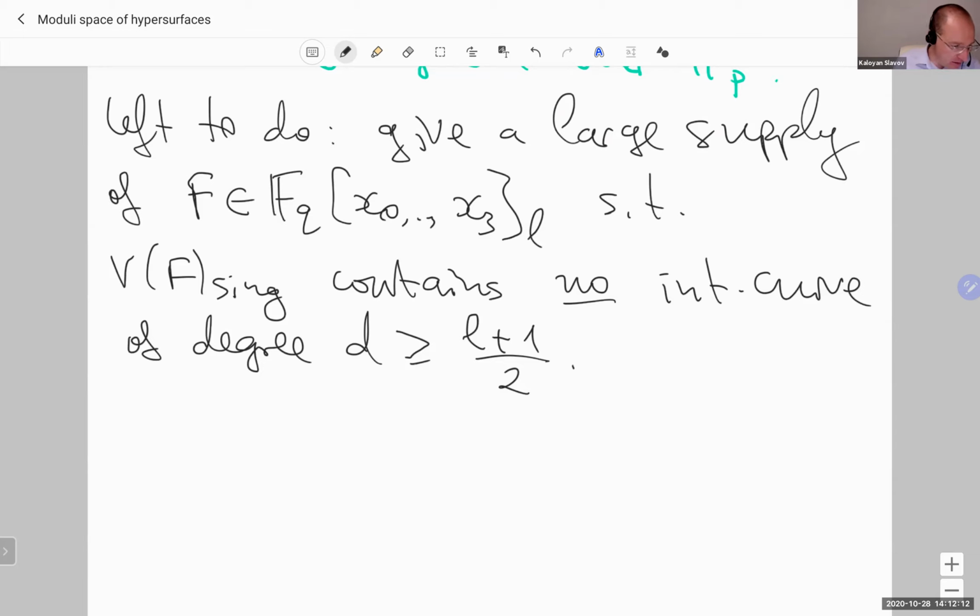Okay, the technique, by the way, let me emphasize, the condition we are imposing is geometric. F has coefficients in FQ, but here we are considering this V of F singular locus. First you consider F with coefficients in FQ bar, and then you take the singular locus, and then it contains no integral curve. That integral curve could be, again, over FQ bar. So the condition is geometric, but F has coefficients in FQ. Now, the technique is inspired from Bjorn Poonen's Bertini theorems over finite fields.